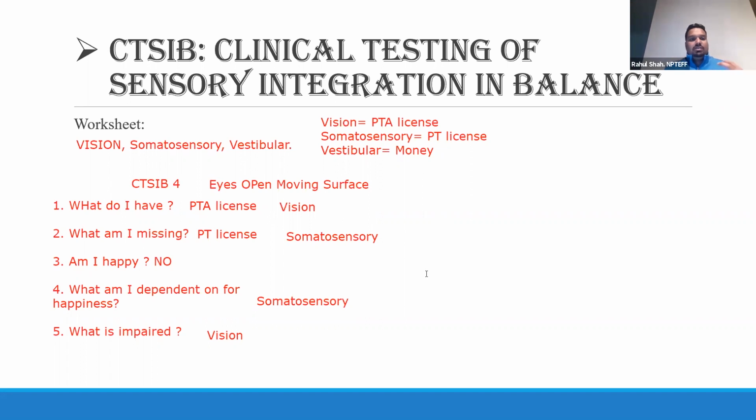I hope that clears your doubt, and this is just for CTSIB4. If that gives you a good process to think, I will go on further with the other slides.